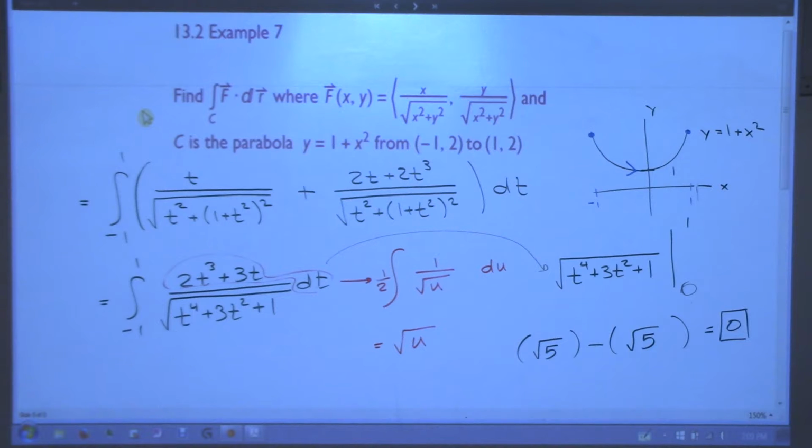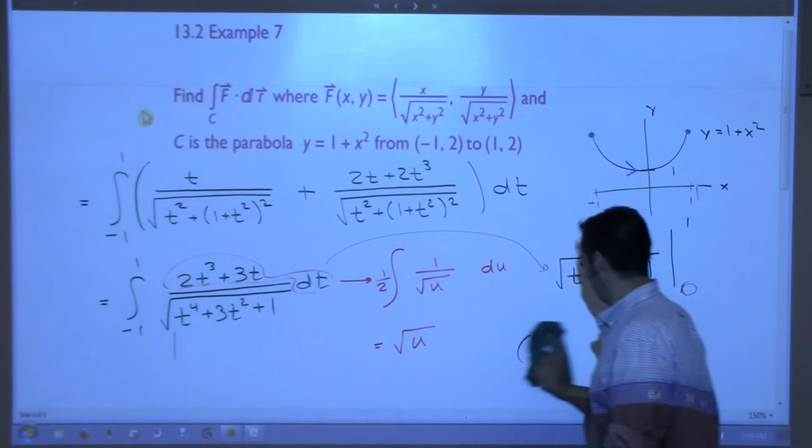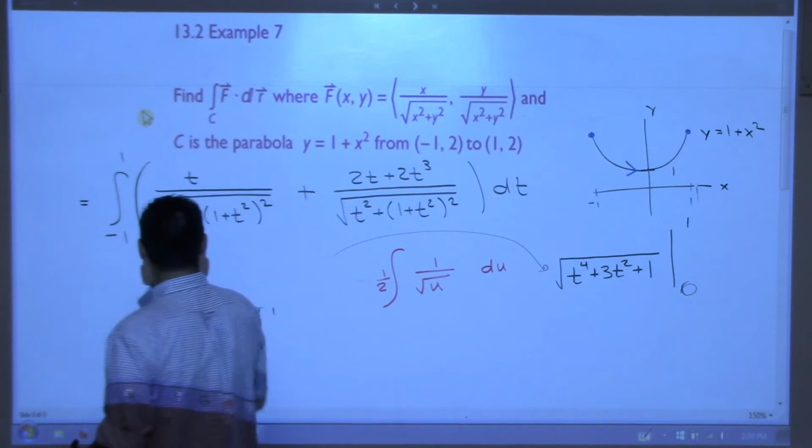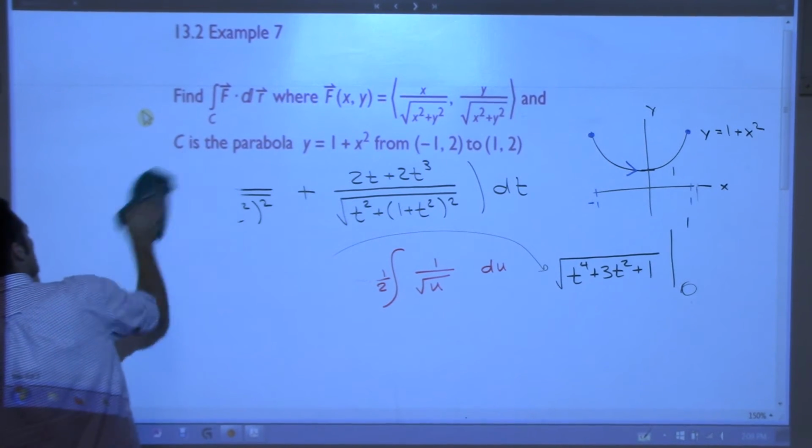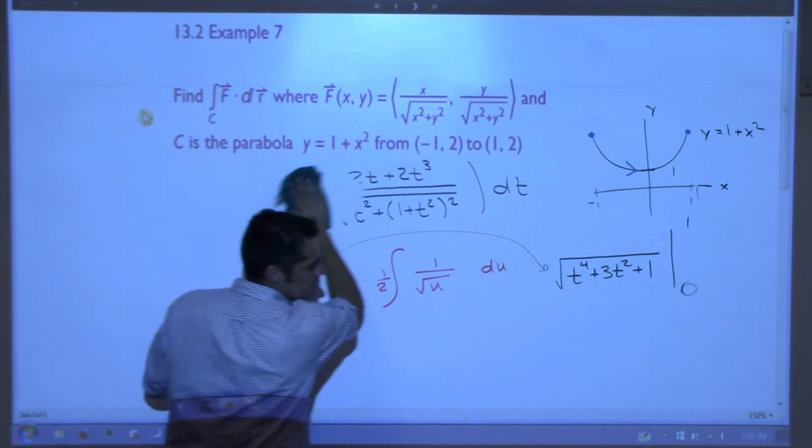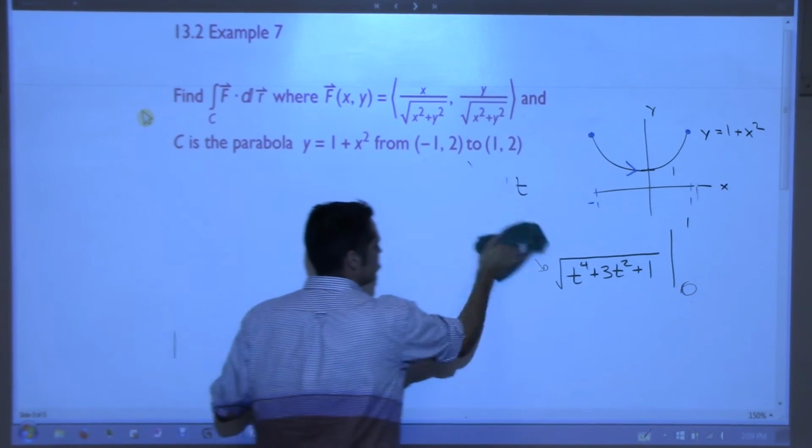I need to change those examples. I don't like the fact that they both turn out to be 0. I'm not happy about that. Any questions? Man, it's already 10 after.